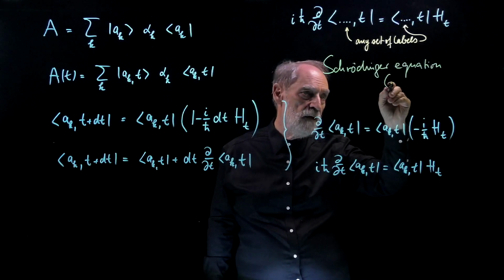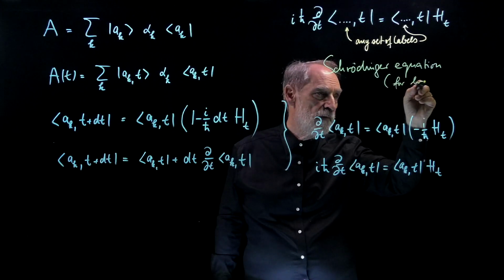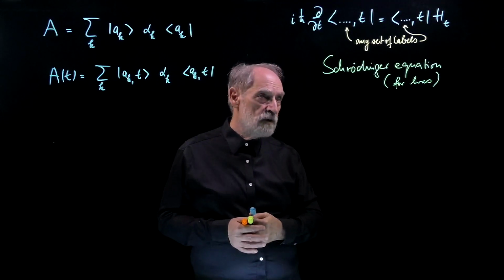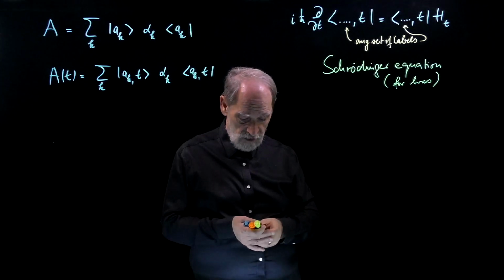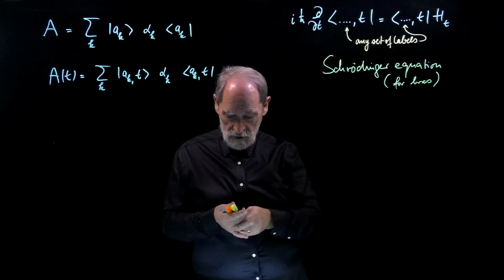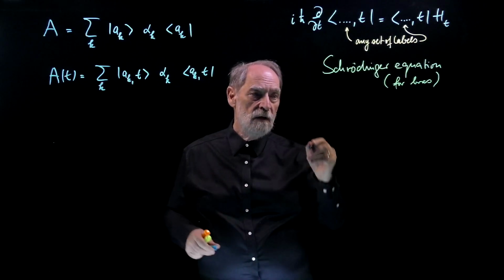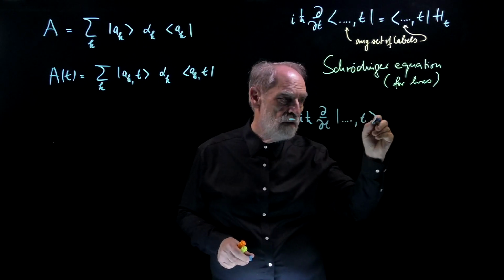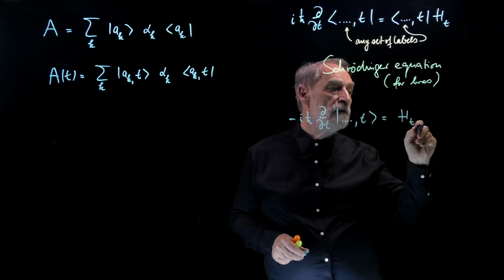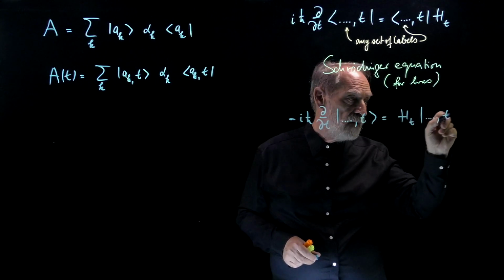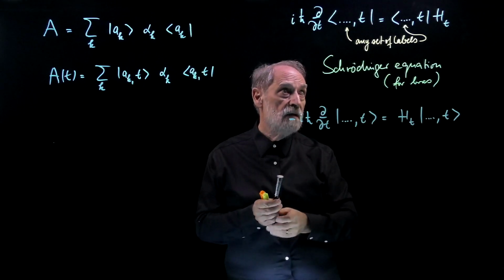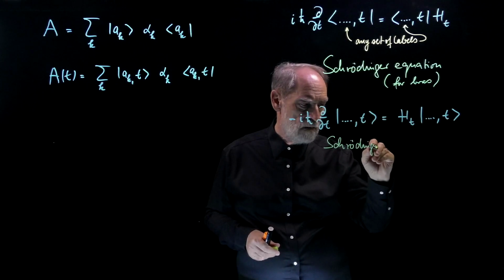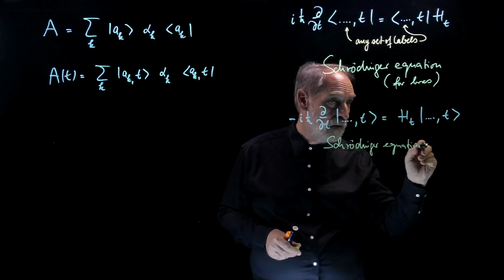So it's more specifically the Schrödinger equation for bras. Here's the Schrödinger equation for bras, but there is also a corresponding equation for kets, which we get by taking the adjoint. So taking the adjoint on the left and the right hand side of this equation, we get negative i h bar, the time derivative of the ket, equals H at t times the ket at time t. So this is the corresponding Schrödinger equation for kets.